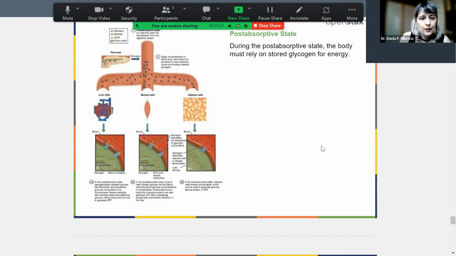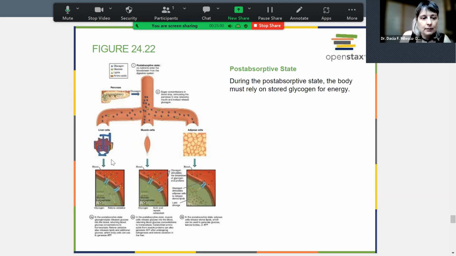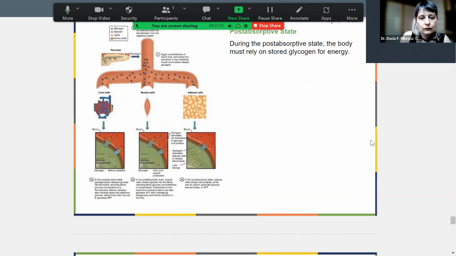Now, what about the post-absorptive state? During the post-absorptive state, the body must rely on the energy storage that we have. So the storage that we have in our fat cells, the storage that we have in the form of glycogen in the muscle, and also glycogen in the liver cells, alongside other things like fat storage and things like that. Fats, carbs, and proteins, right? Which is basically the main source. Your liver is going to be the motherboard for providing energy.